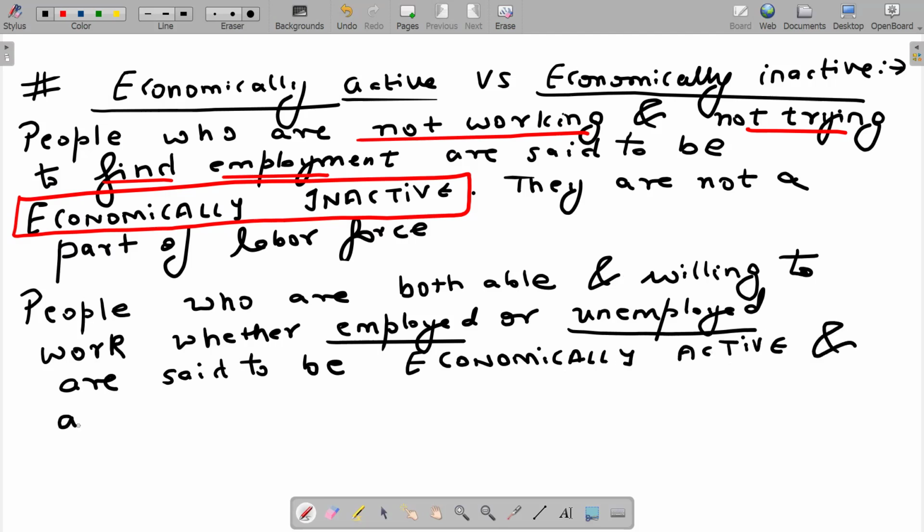And are therefore a part of the labor force.